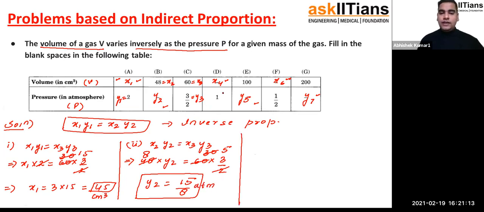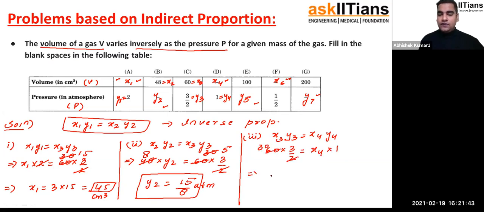Now we need to find out x4. To find out x4, what can be done, guys? Anybody? We can compare x3 y3 to x4 y4. x3 is 60, y3 is 3 by 2. That's equal to x4, which we don't know, times y4, which is 1. So this will cancel with 30, 30 times.